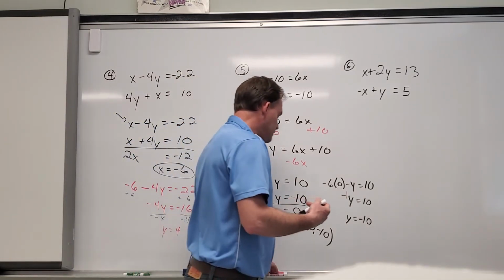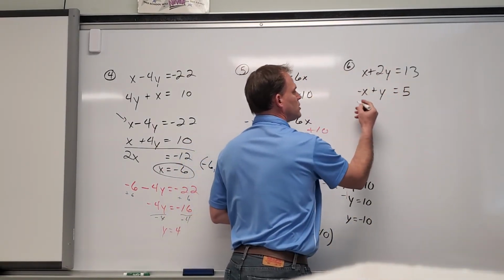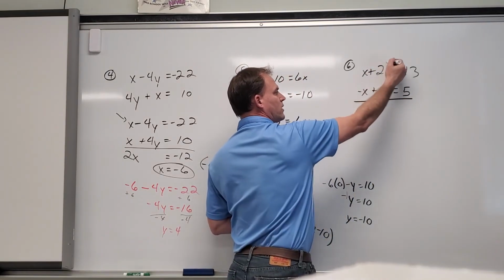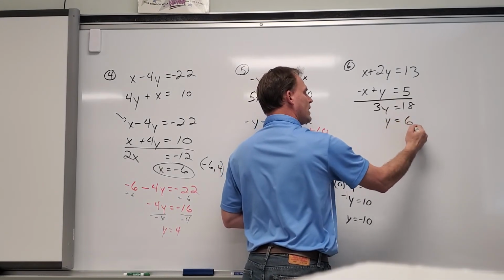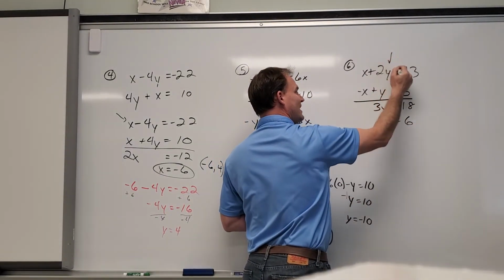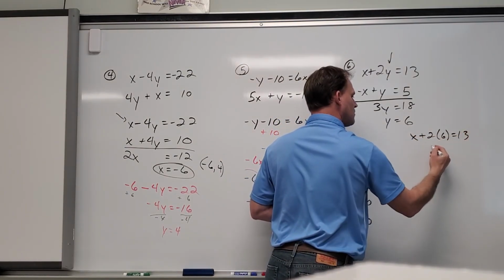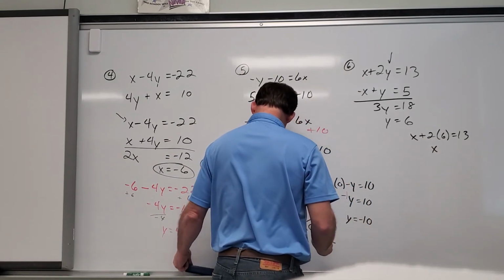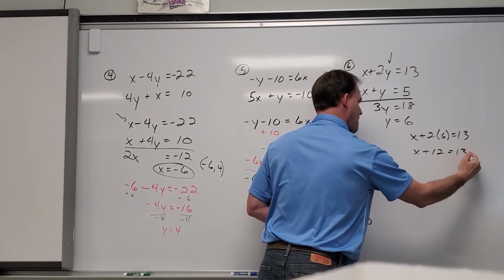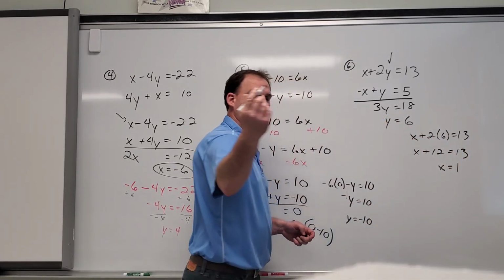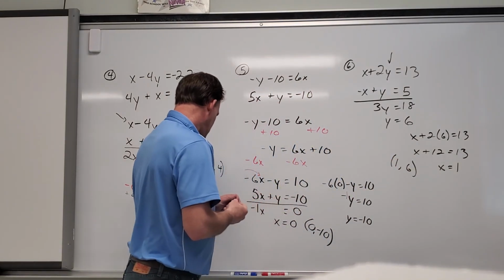All right, so is it set up in standard form? Yep, everything's good, so I just have to do my elimination. X's are eliminated, that should be 3y equals 18. Divide, y equals 6. Plug it back in. X comes out to be positive 1, so the final answer is 1, 6.